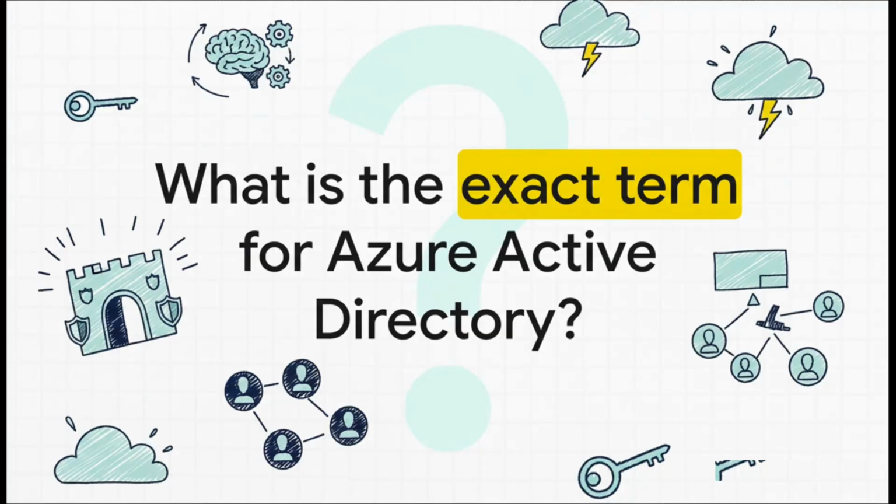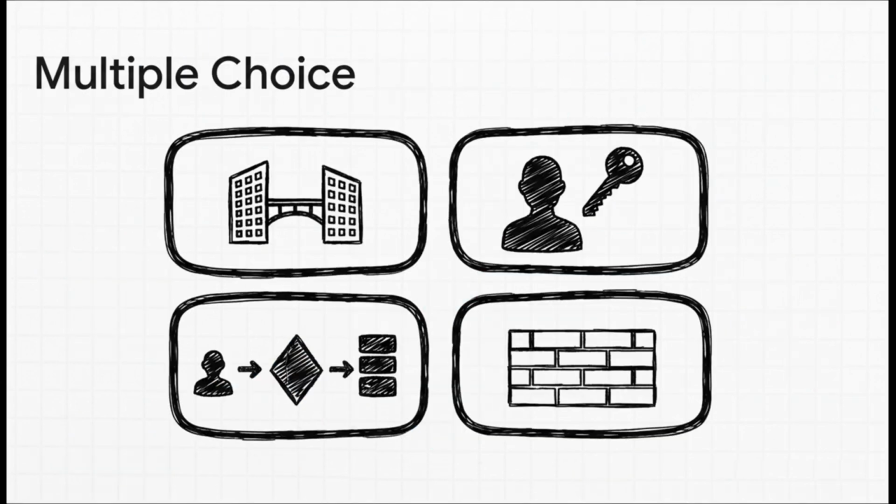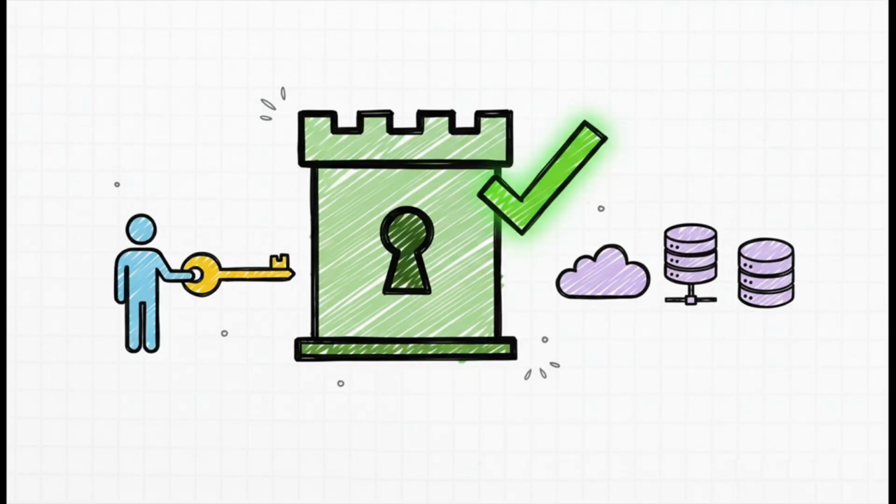Okay, here's our first one. We literally just talked about this concept. So take a second and think about the main job of what we now call Microsoft Entra ID. So, are we talking about a federation server, an identity provider, a proxy server, or a firewall? And yep, the correct answer is B, identity provider.